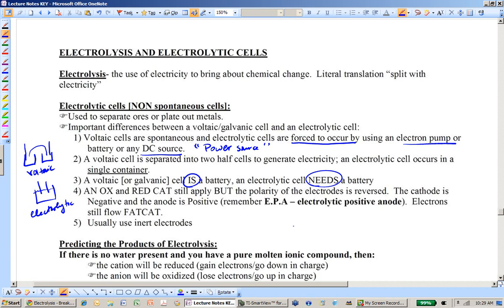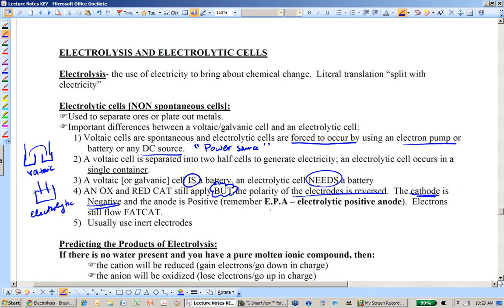An ox, meaning at the anode is where oxidation occurs, red cat, which means reduction occurs at the cathode, still apply. None of that has changed. Isn't that good news? You learned it once, you get to use it again. But you knew that had to be coming, right? The polarity of the electrodes is reversed. So in this case, instead of the cathode being positive, the cathode is actually negative. So that is a big, big difference for you. So the cathode is negative.